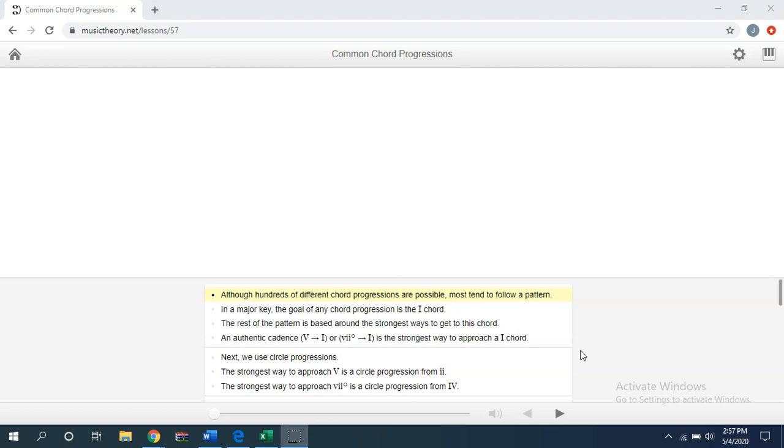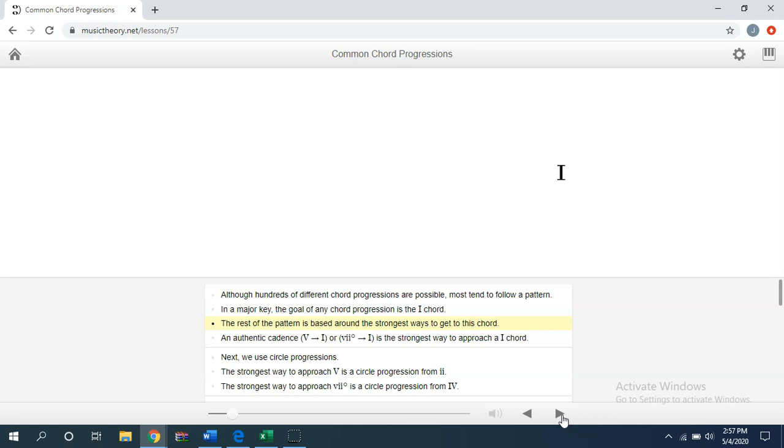Oftentimes, you're also going to start on a 1. So basically, you're trying to go from 1 to 1, and then all those chords in between, you can figure out using a simple map. We're going to actually work our way backwards though. So in a major key, the goal of any chord progression is the 1 chord, capital 1, the Roman numeral 1. Okay, and the rest of our pattern is based around the strongest ways to get to the chord.